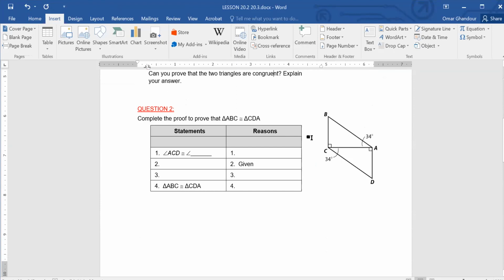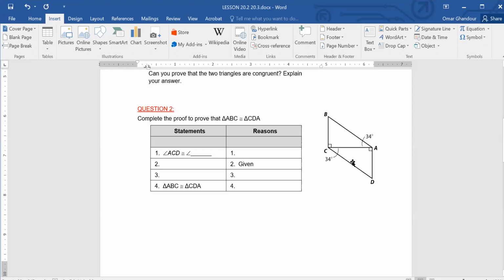From the drawing, I know that this angle is 90 and this angle is 90 because I have the mark of the 90, the square. And then this angle is 34 and this angle is 34 as well. So these two angles are equal and these two angles are equal. And can't I say AC is what? AC is common between the triangle up and the triangle down. So we can say that AC is equal to AC using the reflexive property.